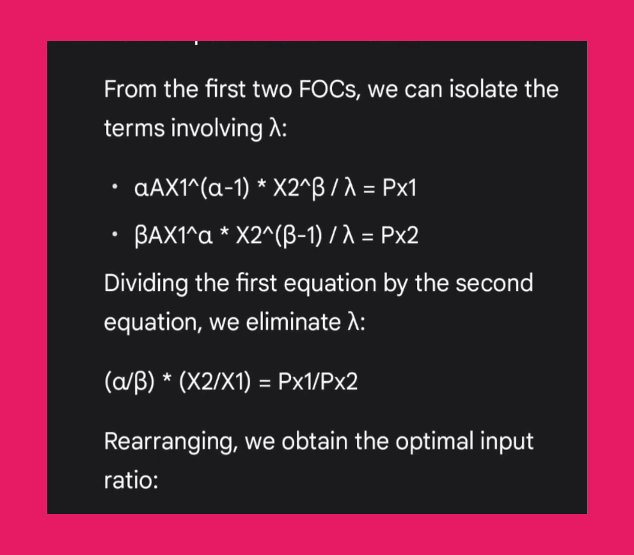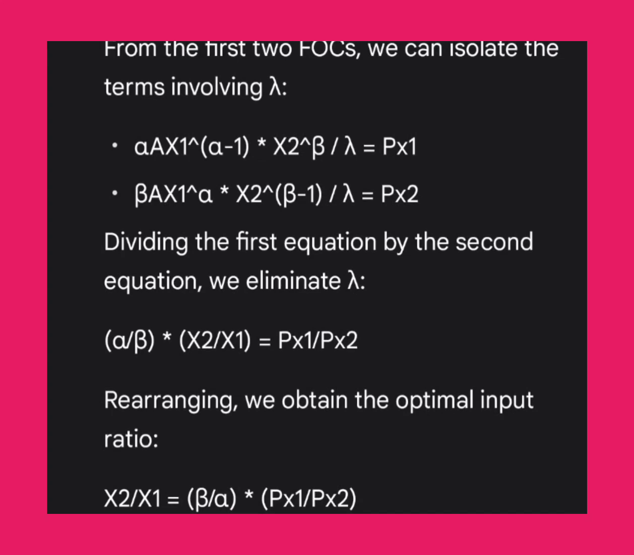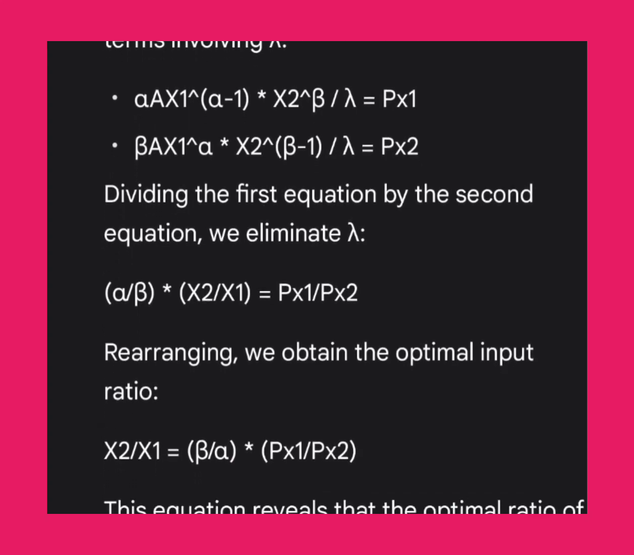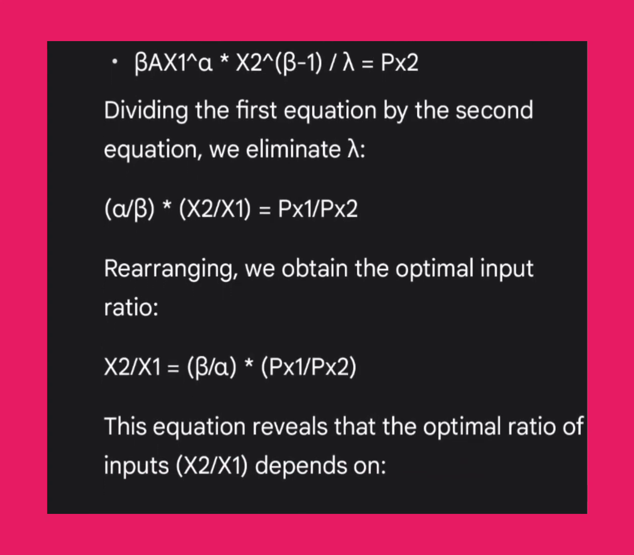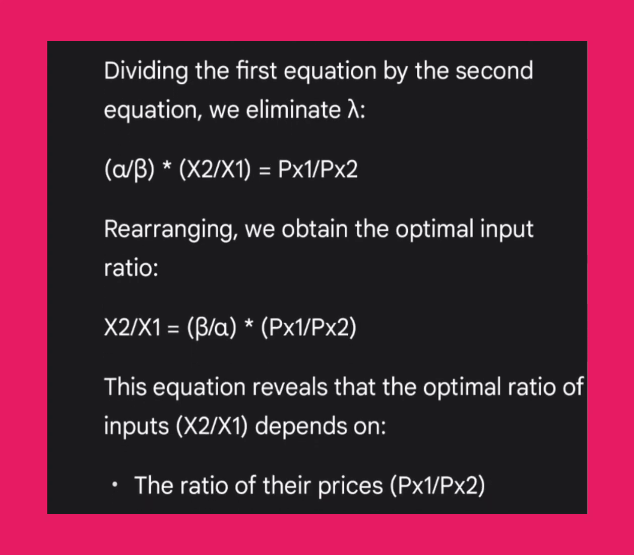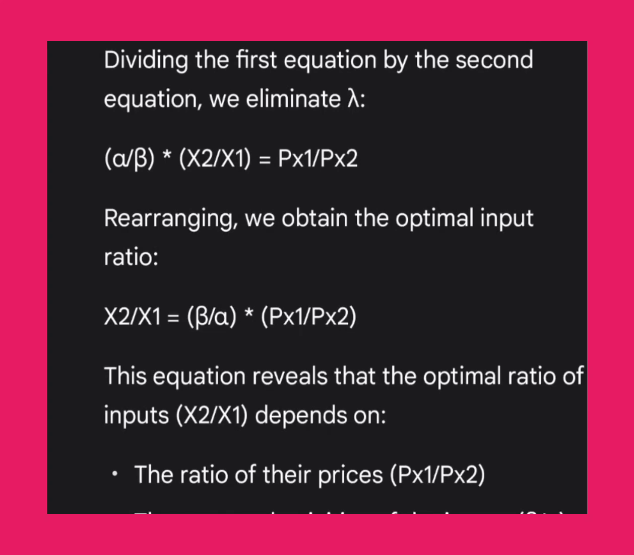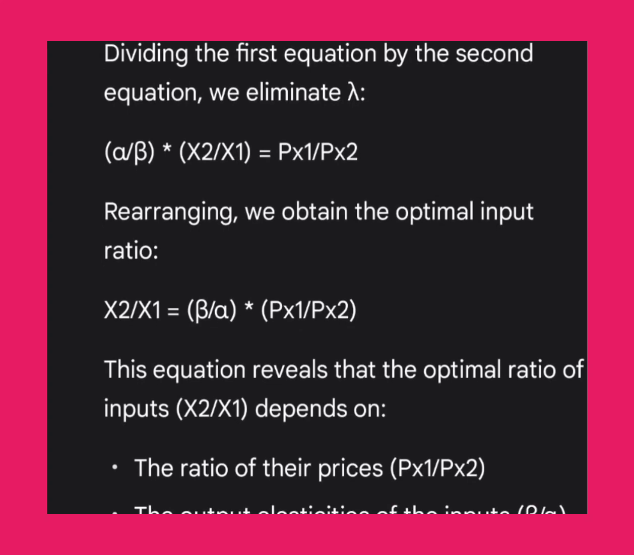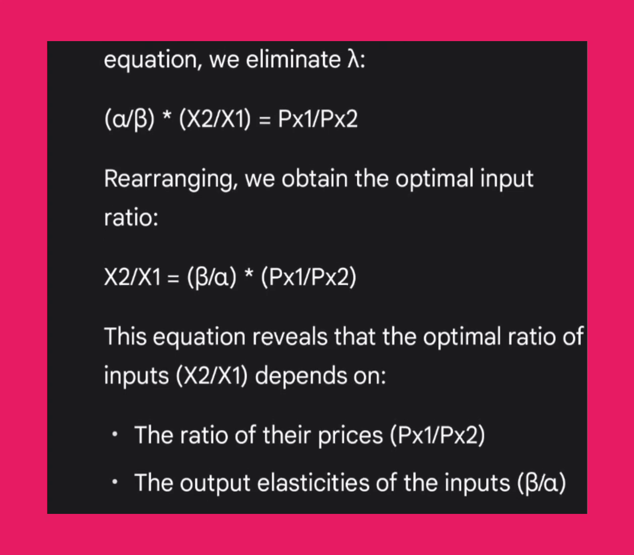3. Derive input demand functions. From the first two FOCs, we can isolate the terms involving lambda. Alpha A x1^(alpha-1) x2^beta equals lambda Px1. Beta A x1^alpha x2^(beta-1) equals lambda Px2. Dividing the first equation by the second equation, we eliminate lambda.